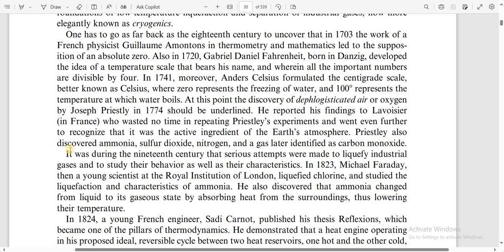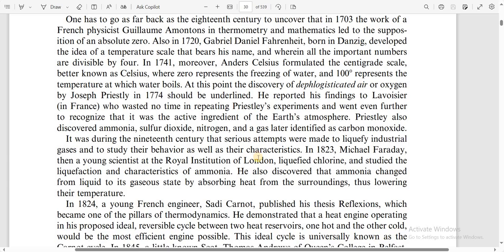Priestley also discovered ammonia, sulfur dioxide, nitrogen, and a gas later identified as carbon monoxide. It was during the 19th century that serious attempts were made to liquefy industrial gases and to study their behavior as well as their characteristics.